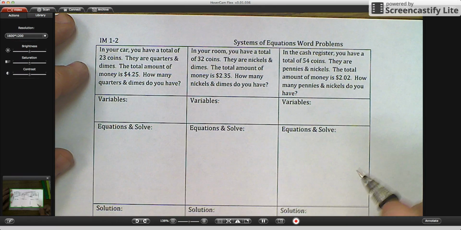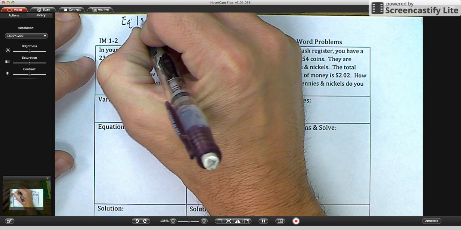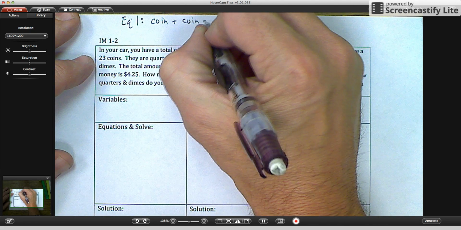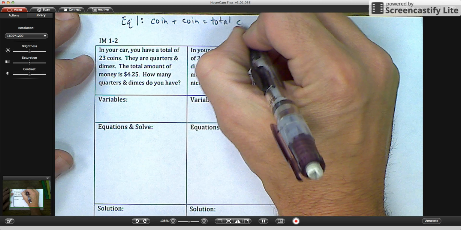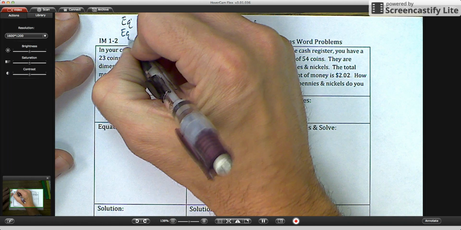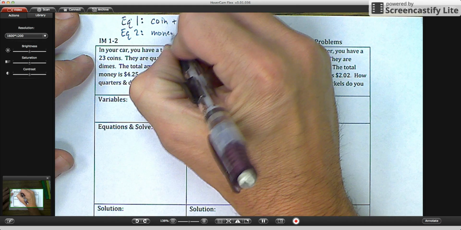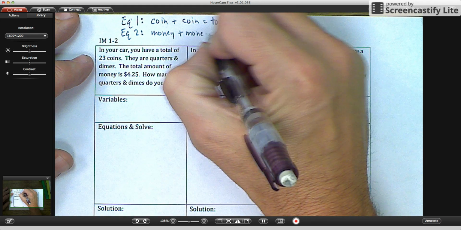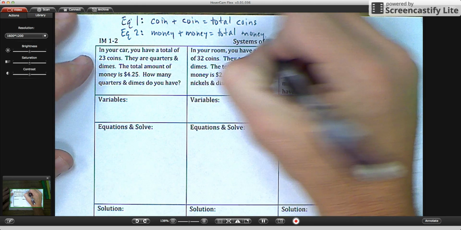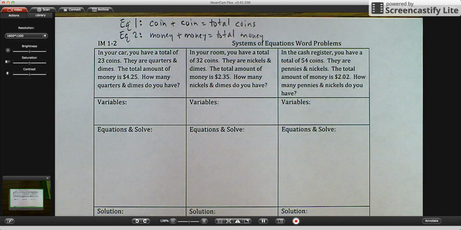all the time. The first equation that you're going to use is, and I'll put EQ1, equation 1, coin plus coin is equal to total coins. Okay, the second equation that we're going to use, EQ2, is money plus money equals total money. And those are the two equations that you're going to be focused on and working with every single time you're dealing with a coin problem.